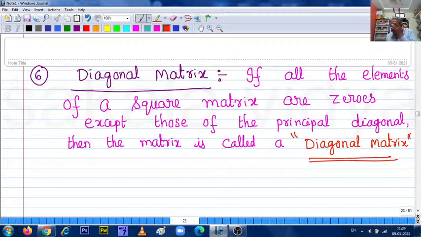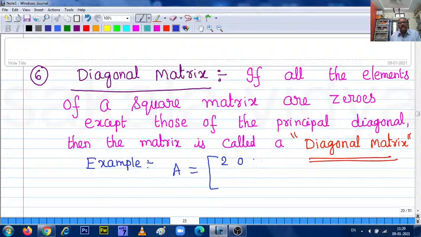So let me give an example now, because in the examination you are asked to write even examples too. Example: A must be a square matrix, 2 0 0, 0 5 0, 0 0 minus 3. See, except the principal diagonal, the rest of the elements are 0. So this is called a diagonal matrix. Example for a diagonal matrix.